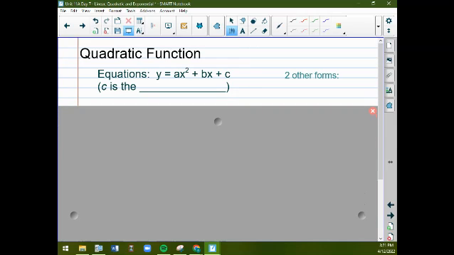So next, we've got a review of our quadratic function. Standard form is y equals ax squared plus bx plus c, where c is the y-intercept. And remember, we do have two other forms. We may see our vertex form, which is y equals a times (x minus h) quantity squared plus k. That is a quadratic. It has an exponent of 2. And then we also will see the factored form, which is y equals a times (x minus x1) times (x minus x2). So all three of those forms are quadratics.